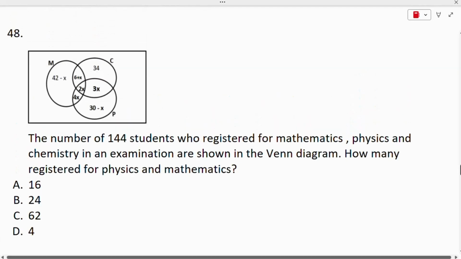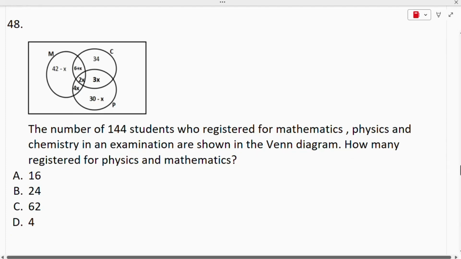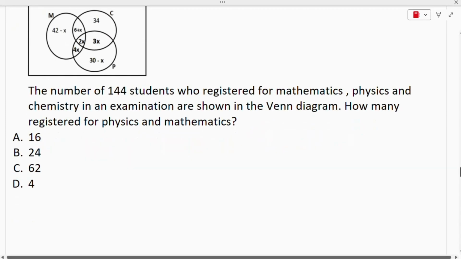Question 48. Now taking a look at this Venn diagram, the number of 144 students who registered for mathematics, physics and chemistry in an examination are shown in the Venn diagram above. How many registered for physics and chemistry?